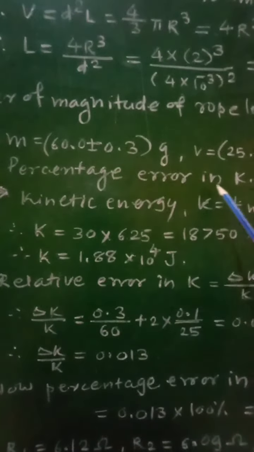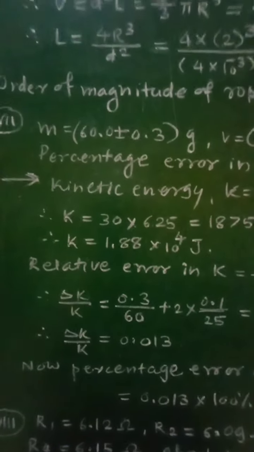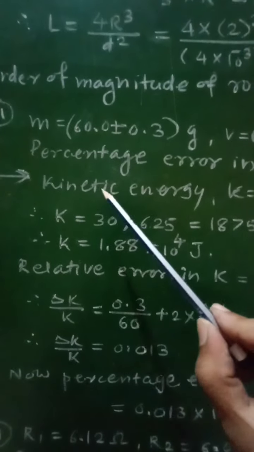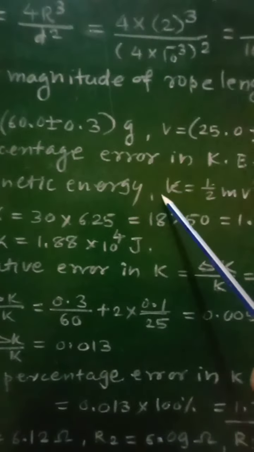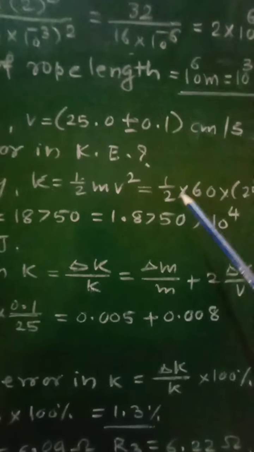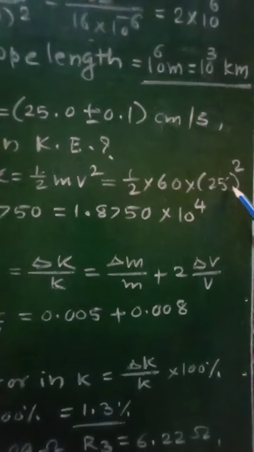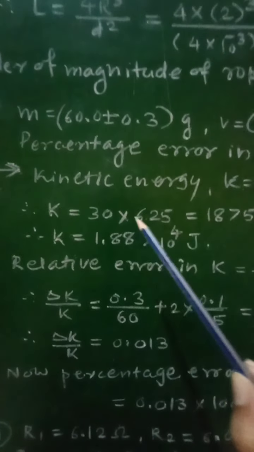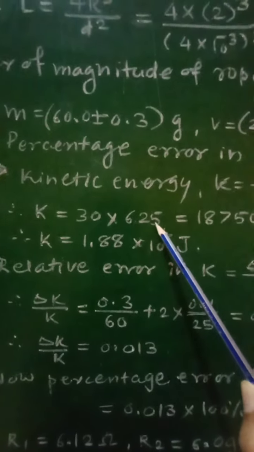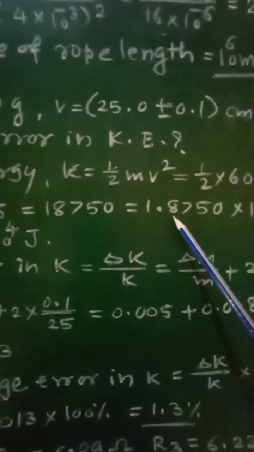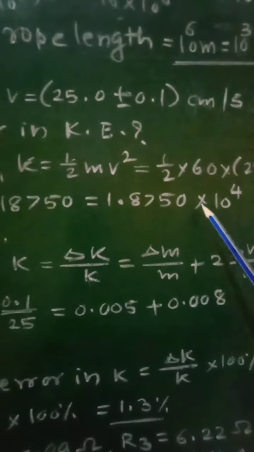Percentage error in kinetic energy. Now we know the formula for the kinetic energy of a body of mass m moving with velocity v is given as kinetic energy k equal to half mv square. Putting the values we will get half into 60 into 25 square, which comes out to be k equal to 30 into 625, which is equal to 18,750, which will be written as 1.8750 into 10 raised to 4.